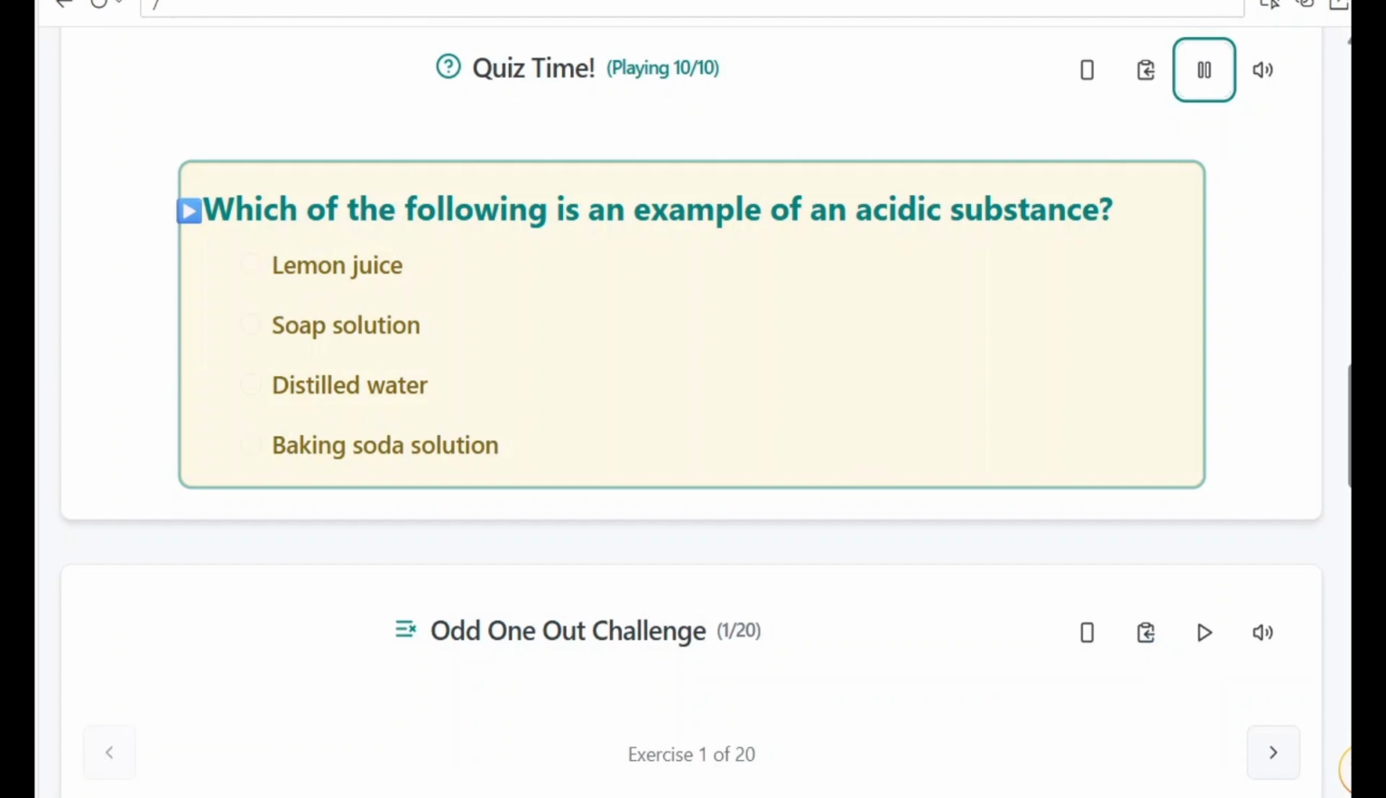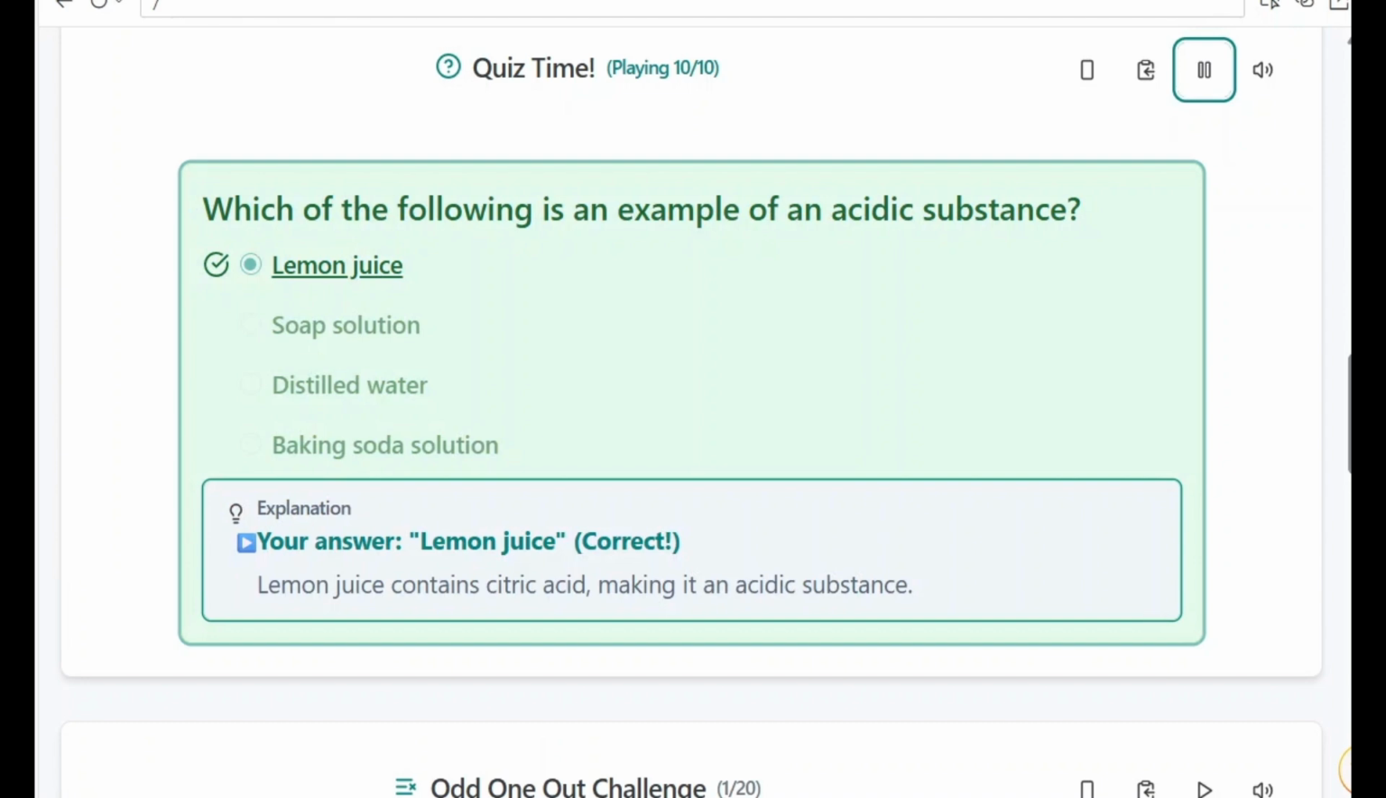Which of the following is an example of an acidic substance? The correct answer is lemon juice. Explanation: lemon juice contains citric acid, making it an acidic substance.